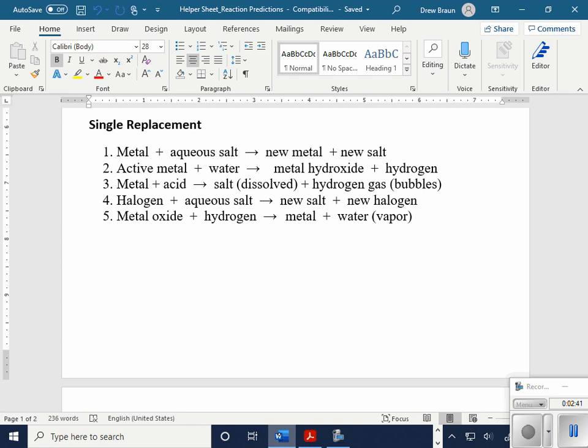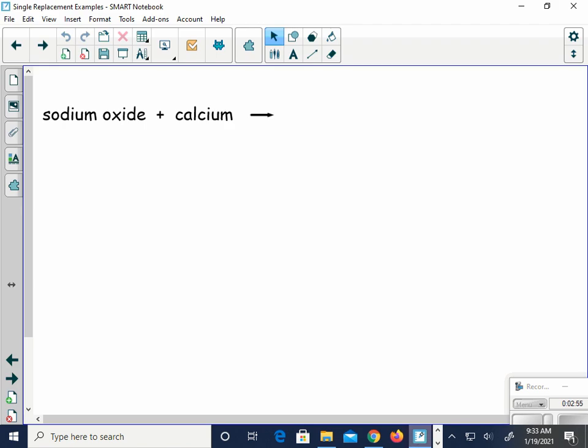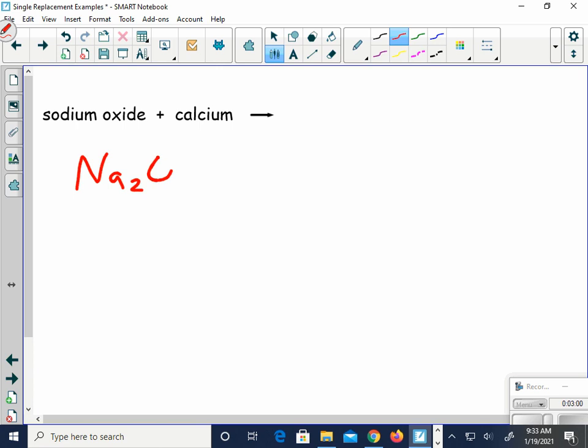So I have a metal and an aqueous salt, and what I'm going to create is a new metal and a new salt. So I'm going to come back now and say, all right, sodium oxide plus calcium. Now, it is going to yield a new metal and a new salt if I get that replacement. Okay? And what do I mean by that?